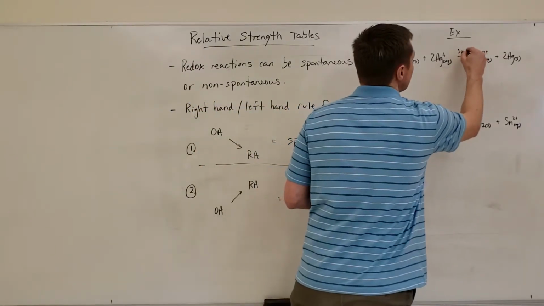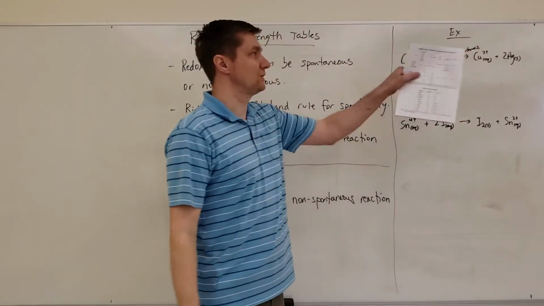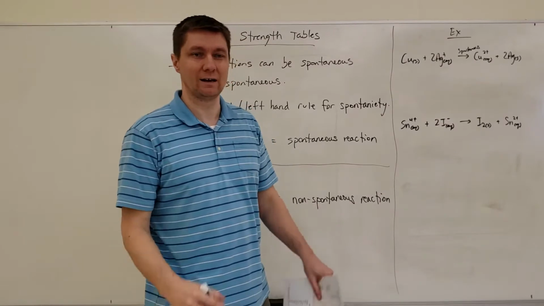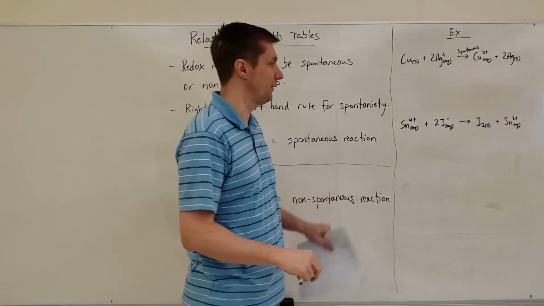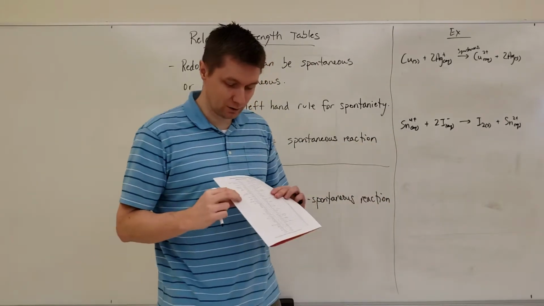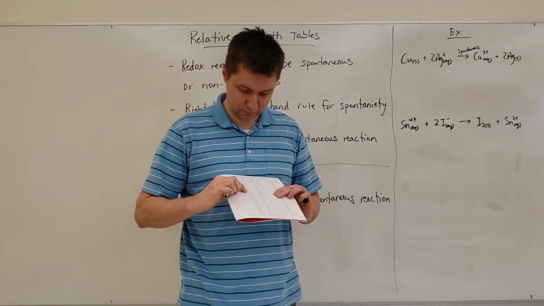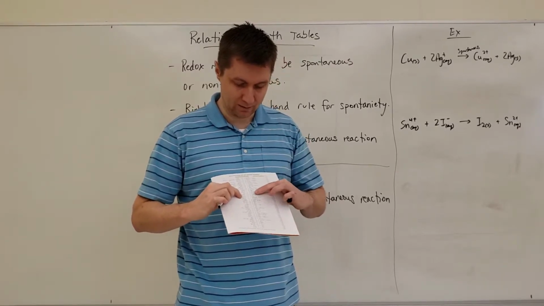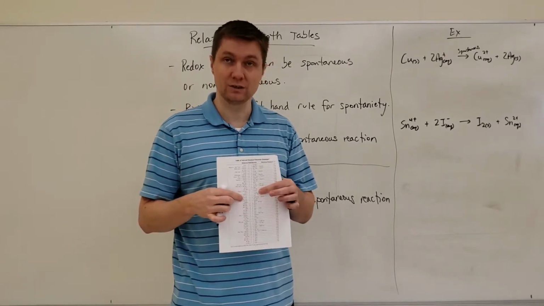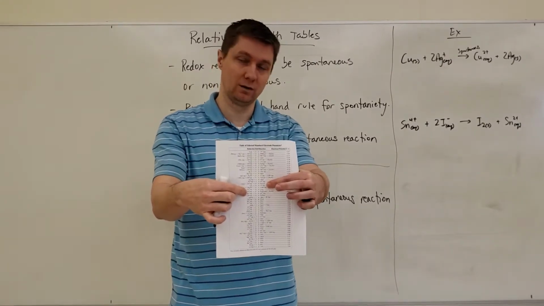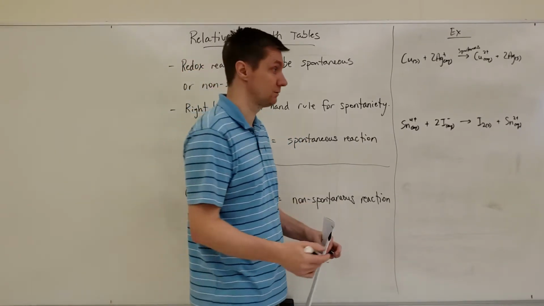And sometimes you'll see spontaneous written above the arrow like that, so that it tells you, hey, that's a spontaneous reaction, or you can just look in the book and find out. This reaction here, if you look at tin 4 positive, which is right here, and I find I minus, which is right here, you can see that my reducing agent is above my oxidizing agent on the chart. And so this makes for a non-spontaneous reaction.